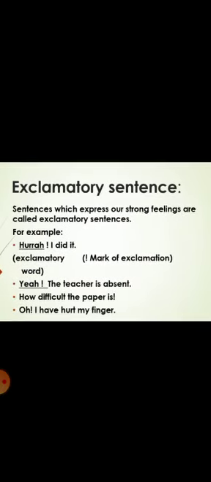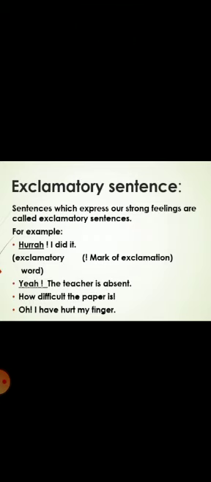Then comes our fourth kind of sentence, that is the exclamatory sentence. These are very interesting. How are these very interesting? Because they are the expression of our sudden strong feelings. Sometimes we are very much excited, sometimes we are shocked at once. The words and statements that we make at that time come under the heading of exclamatory sentences. So exclamatory sentences are sentences which express our strong feelings. Such sentences are called exclamatory sentences.